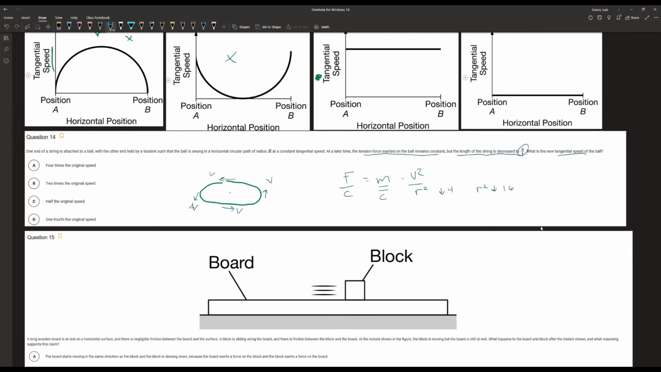Let me make sure here. What is the new tangential? The tension of the ball stays the same. Okay. Alrighty. Yeah, for a moment I was like, the velocity can't be... What the heck am I doing? I'm squaring the R. I'm sorry.